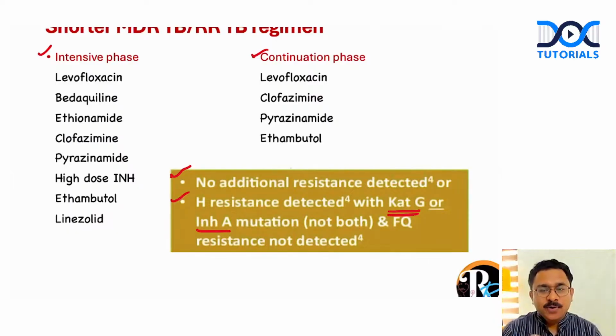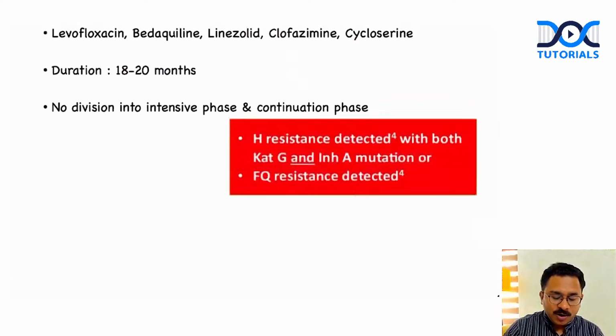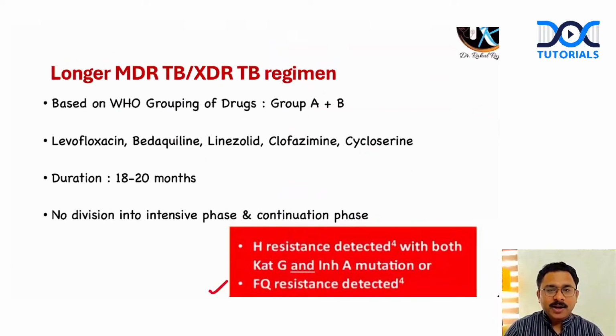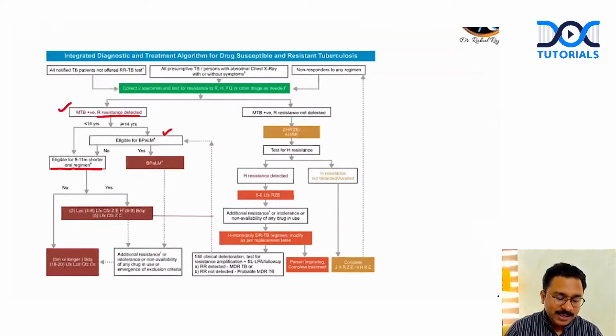But if you have a mutation for both, you should be considering the longer regimen. And another point is that fluoroquinolone resistance should not be detected in case of opting for the shorter MDR-TB regimen, because if there is a fluoroquinolone resistance, you will have to go for the longer regimen. Now let us have a look at the options here.